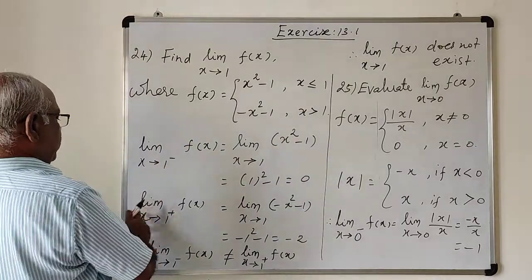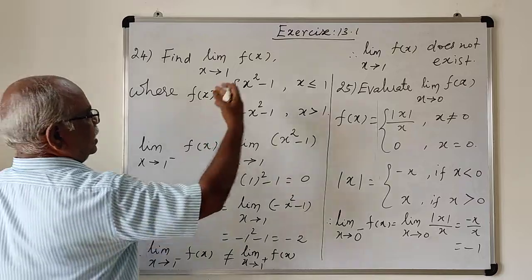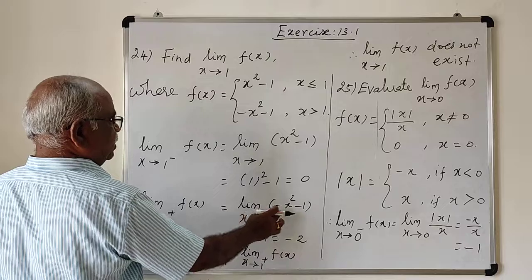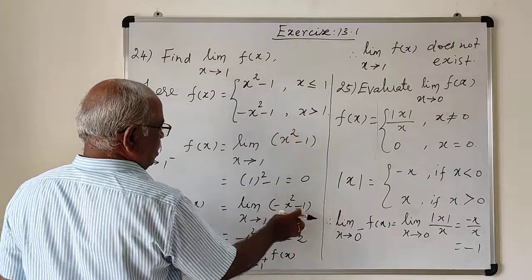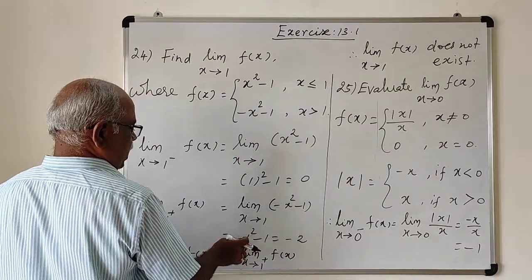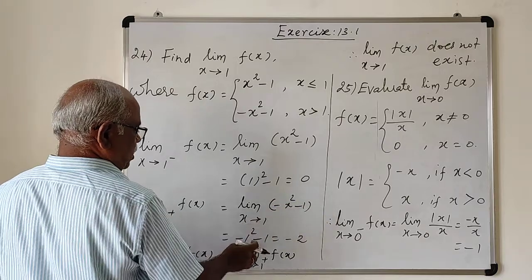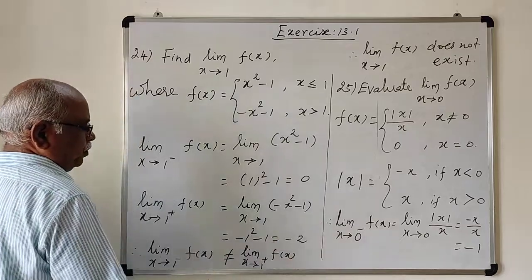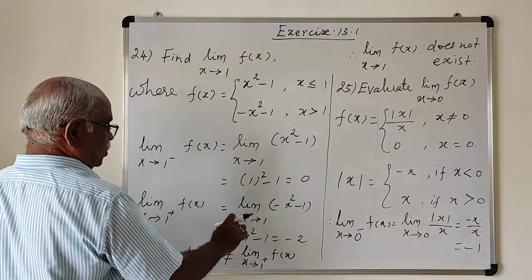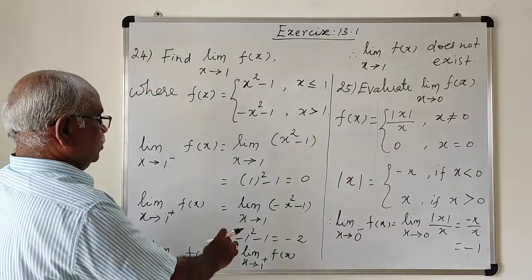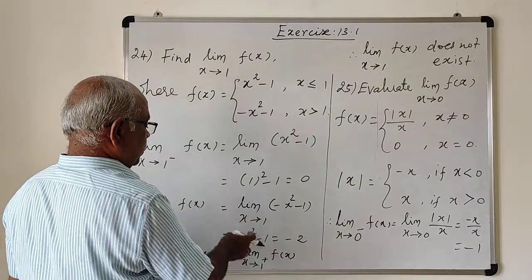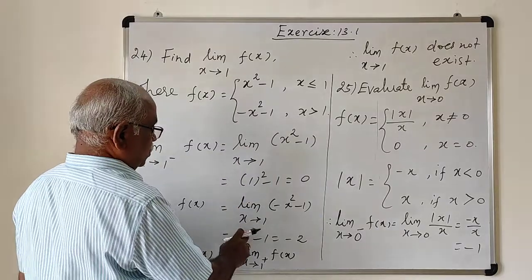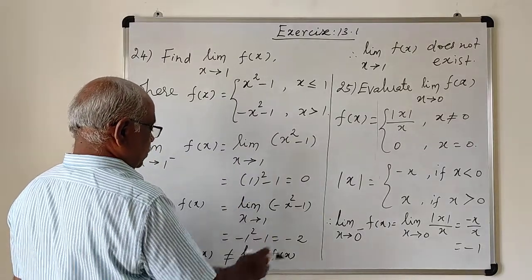Similarly, the right side of 1, limit x tends to 1 plus f of x. Here x is greater than 1, so the function is minus x square minus 1. Replacing x with 1, minus 1 square minus 1. Minus 1 square is minus 1, so minus 1 minus 1 is minus 2. This is not minus 1 whole square, it is just minus of 1 square.